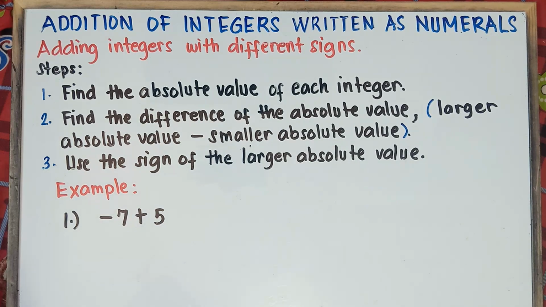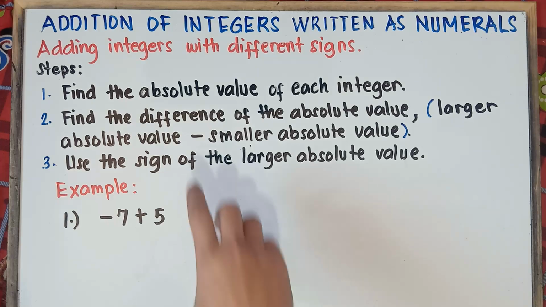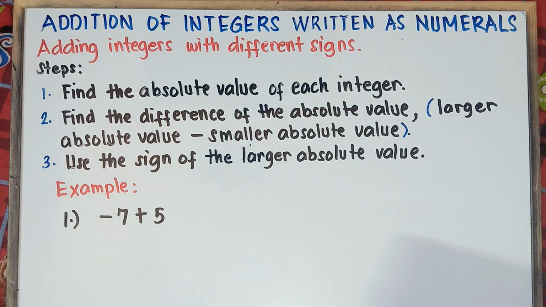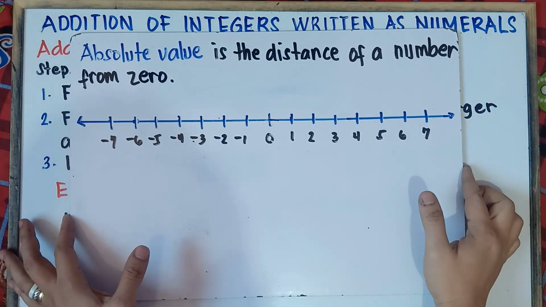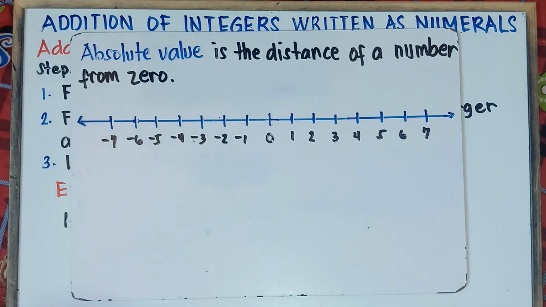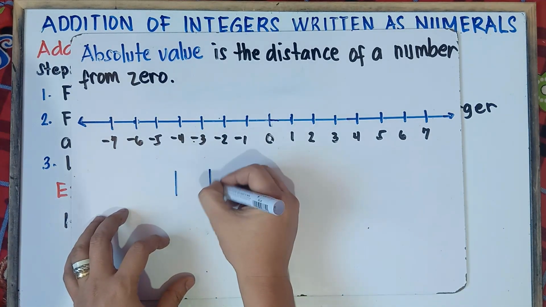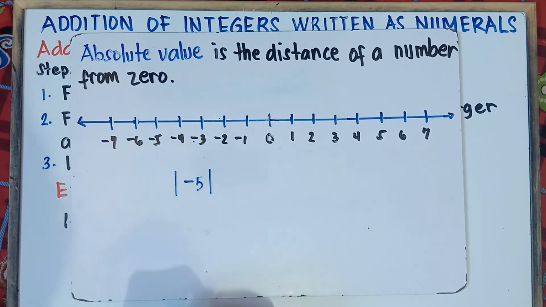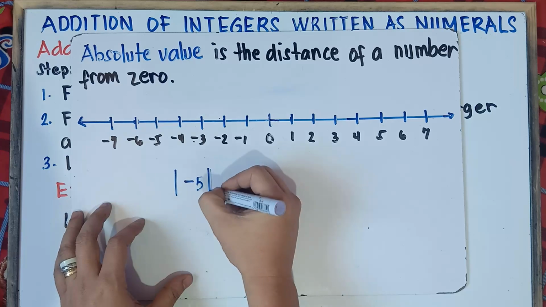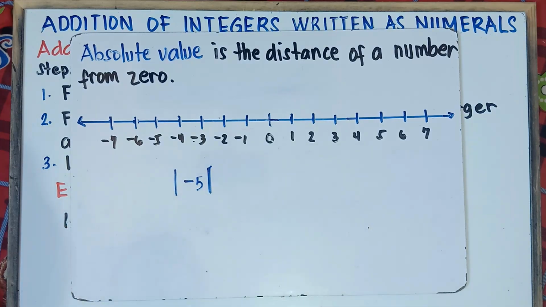So let's have example number 1, negative 7 plus 5. Before we answer this one, class, we need to understand more about absolute value. Let me have a short discussion about absolute value. Now, absolute value is the distance of a number from 0. Let me give you an example, class. If I say, what is the absolute value of negative 5? Once again, class, this is the symbol of absolute value, there would be 2 vertical lines. So, the absolute value of negative 5.